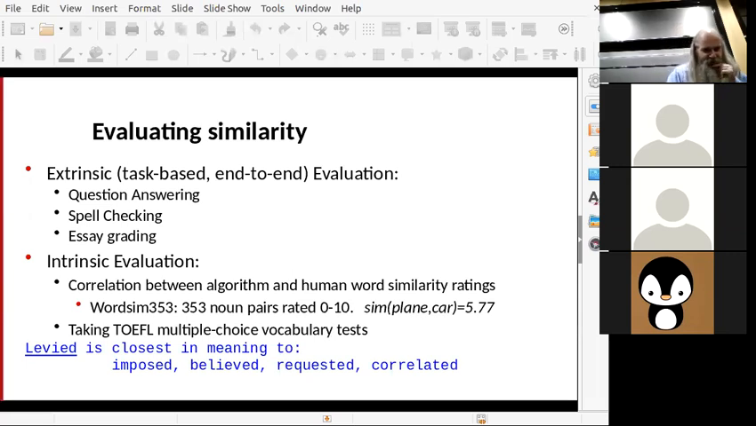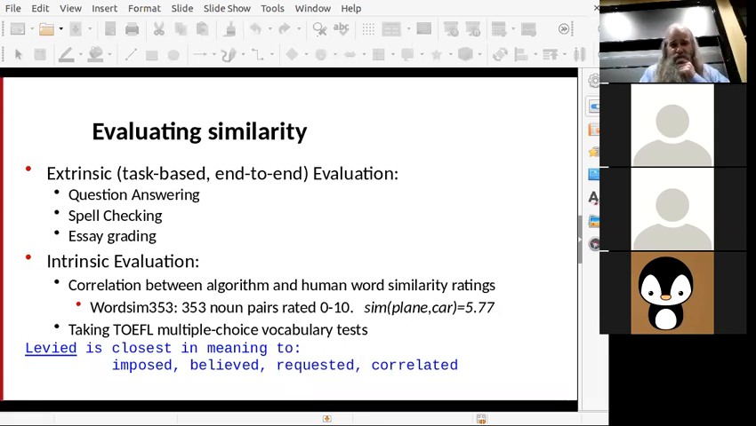How do we find out the similarity? We talked about using cosine, but this is something about a downstream task. Can we use that to help our tasks? We can use it for question answering, spell checking, can we find the alternative for spelling? Can we do it for grading?